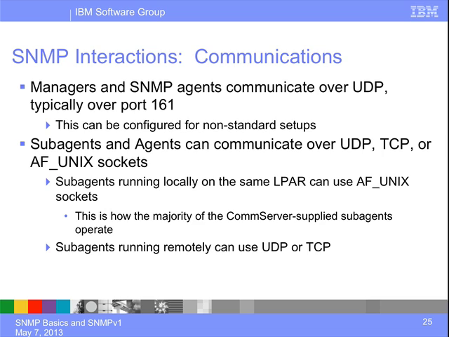Communication between subagents and agents can take place over UDP, TCP, or through an AF_UNIX socket. Typically, subagents running on the same LPAR as the SNMP agent will use the AF_UNIX socket, and in fact, all the subagents supplied with the z/OS Communications Server use this approach. The use of TCP or UDP sockets allows subagents running remotely, such as on a router or in the network, to also connect to the agent.